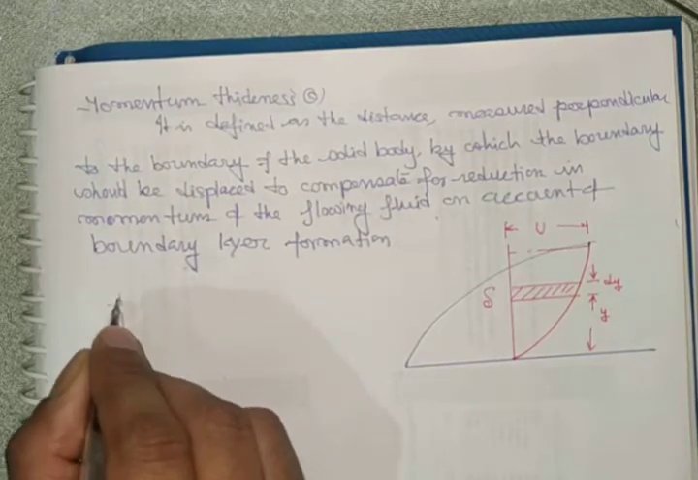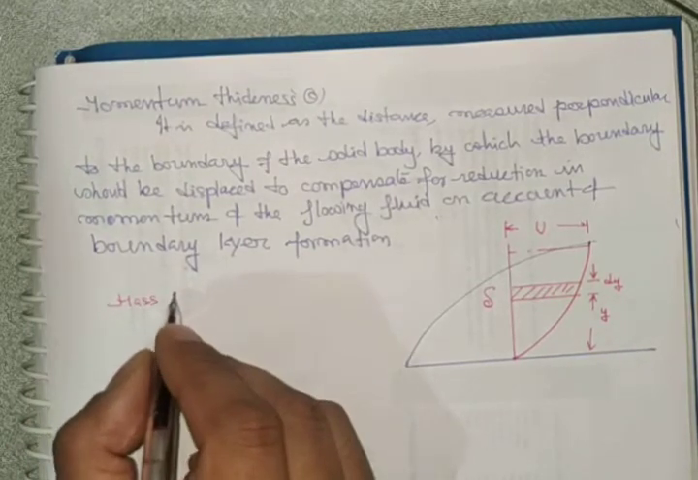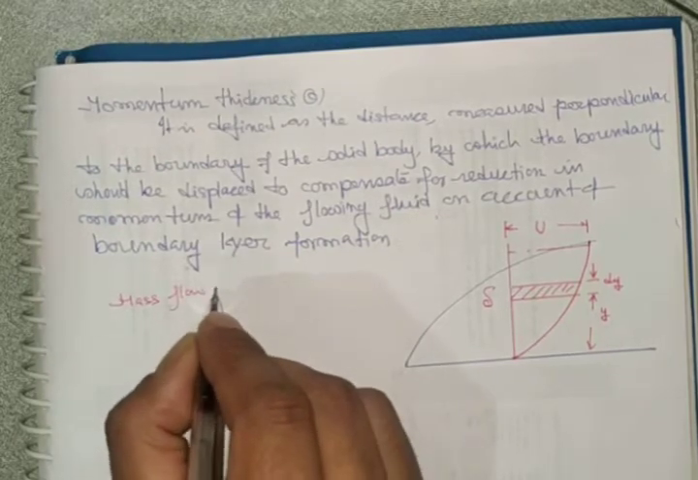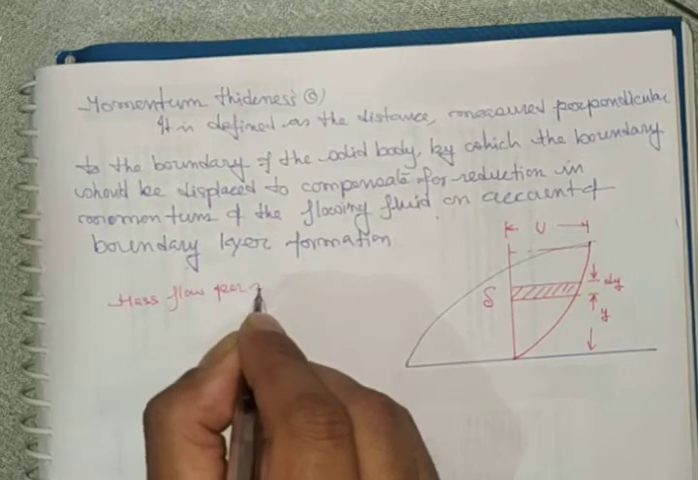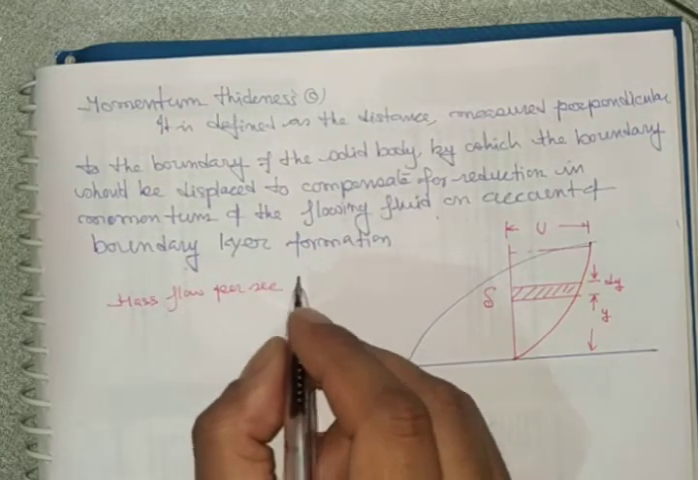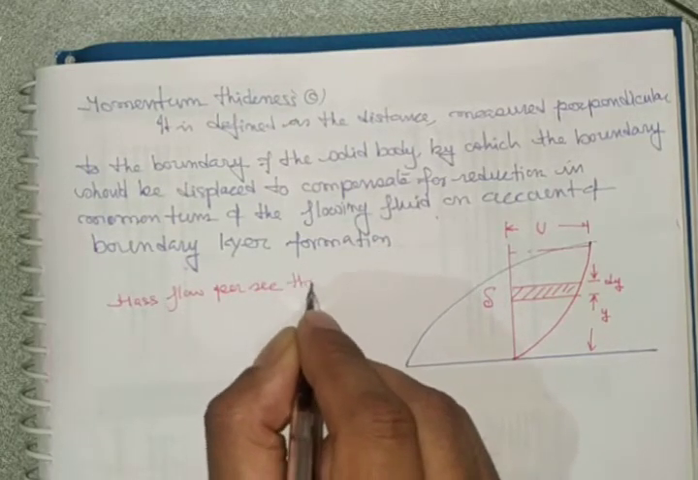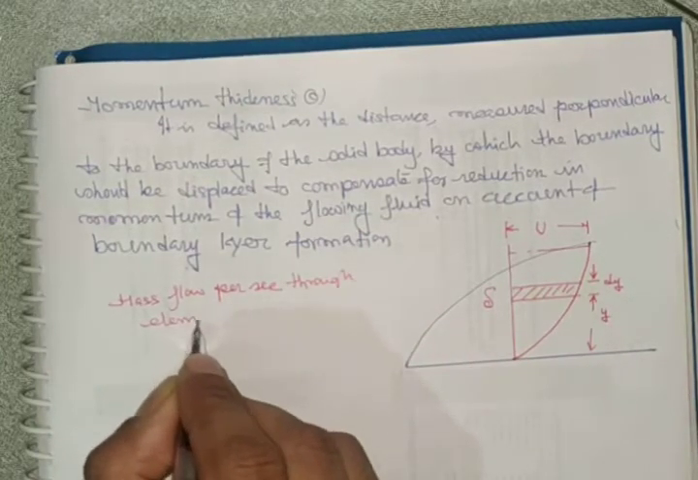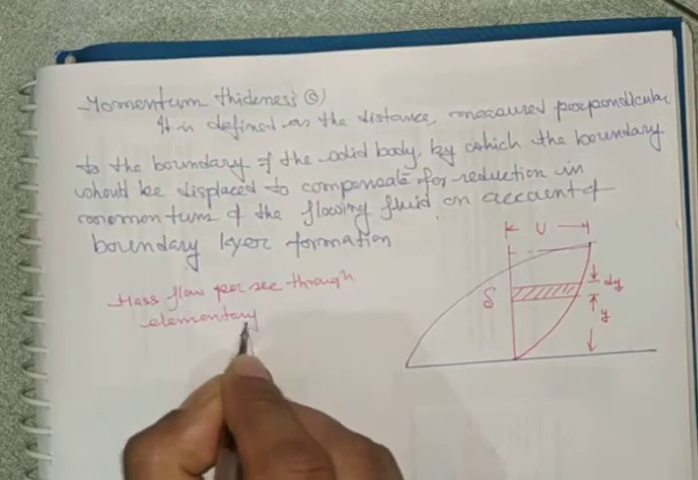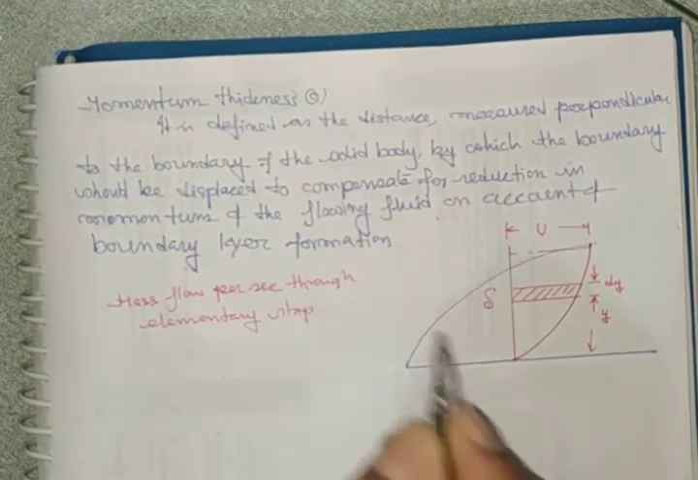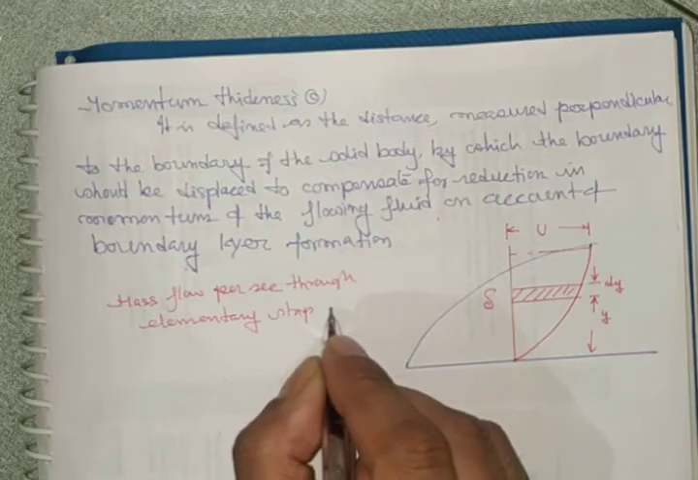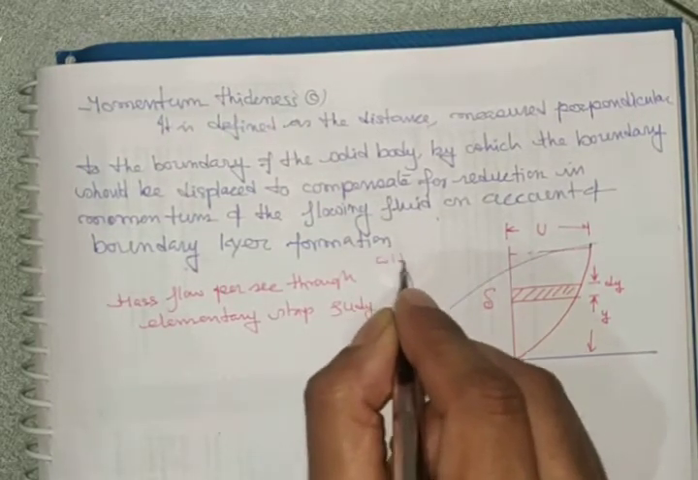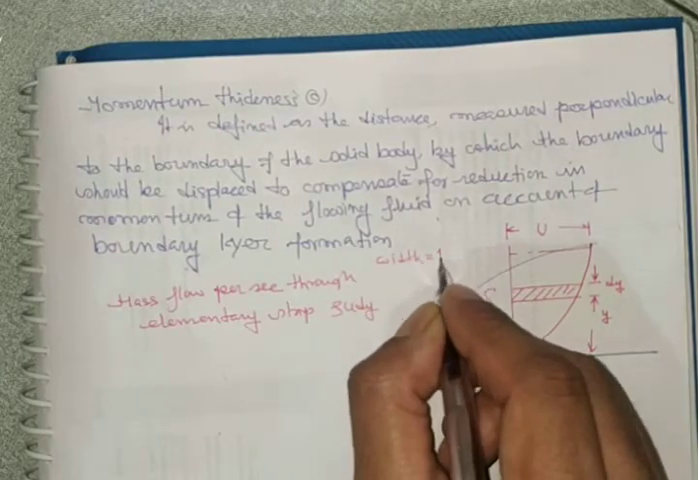So the mass flow per second through the elementary strip is given by rho u dy. We are considering it with width unity.